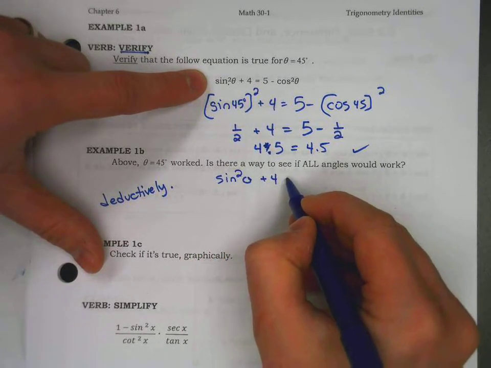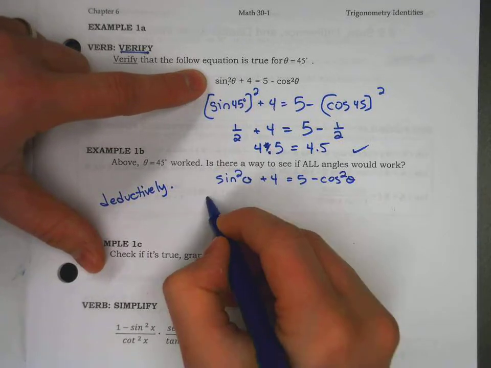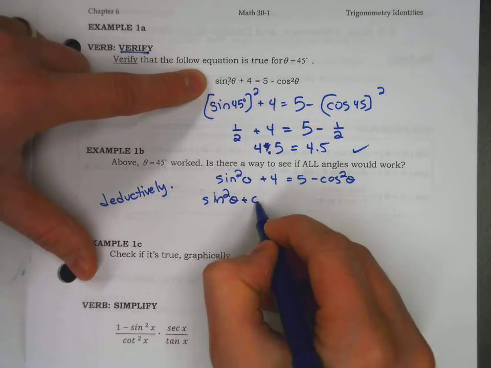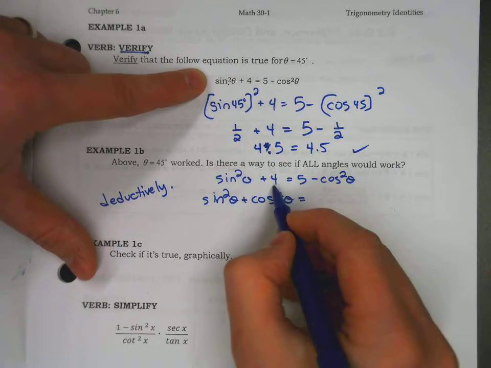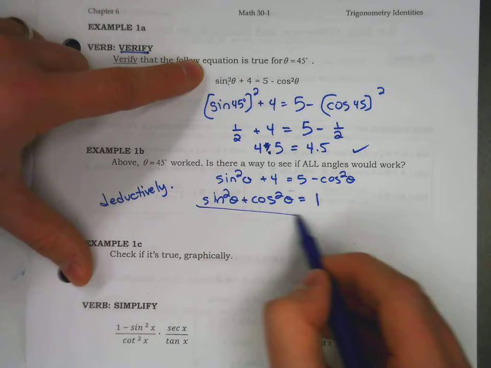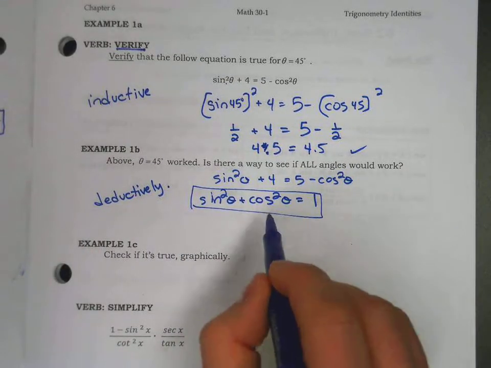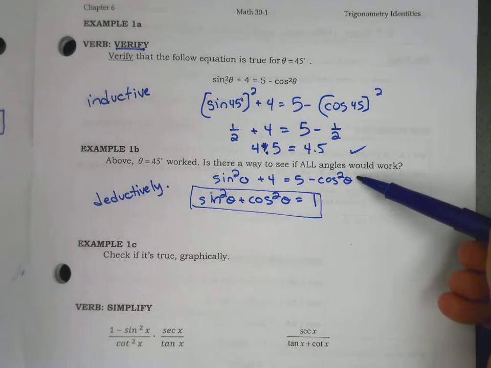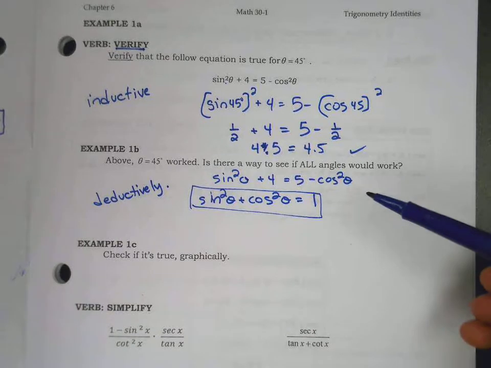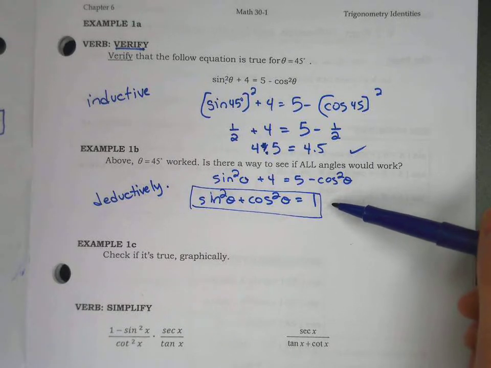move that cos squared over to the right side? So I can say sine squared plus cos squared equals, move the 4 over, so it's a 5 minus a 4, is a 1. And in fact, what we're left with is a statement that says every angle will work in this equation. And that's a powerful statement because we are accepting Pythagoras and this Pythagorean identity as fact.